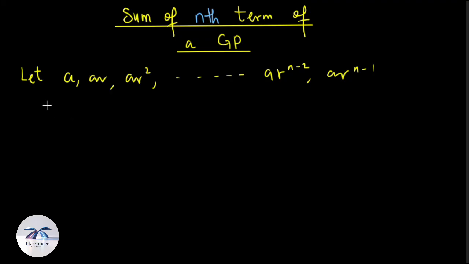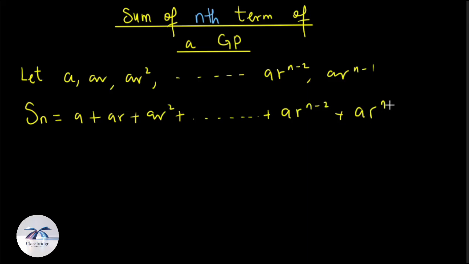What if you are to determine the series of this sequence, which means the sum of each term of this sequence? You agree with me that Sn is the same thing as A plus AR plus AR squared plus ... plus AR^(n-2) plus AR^(n-1). This is the series of the sequence.